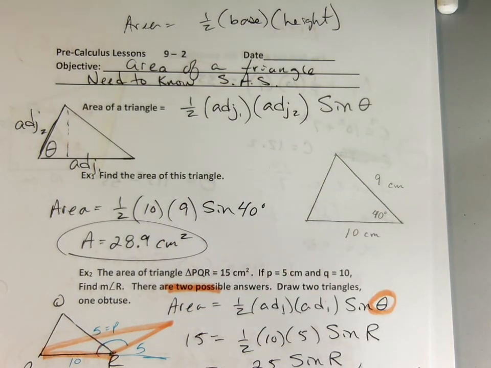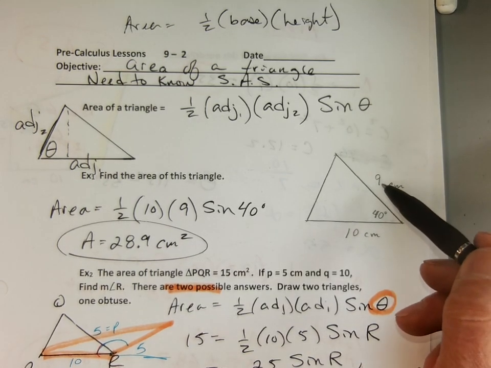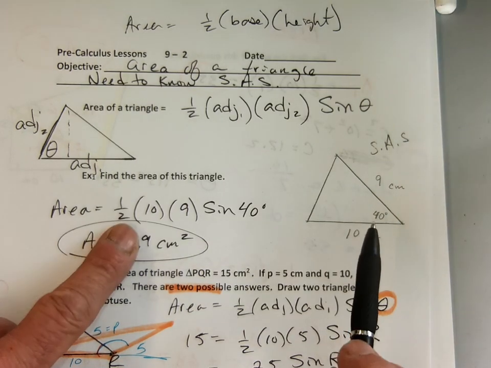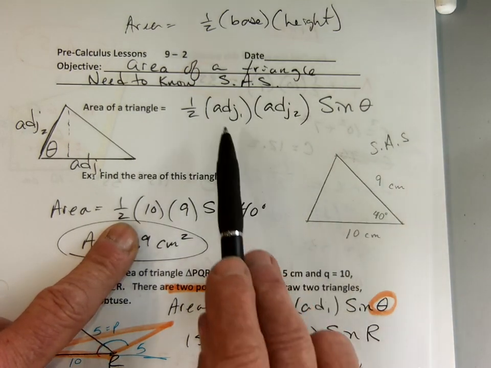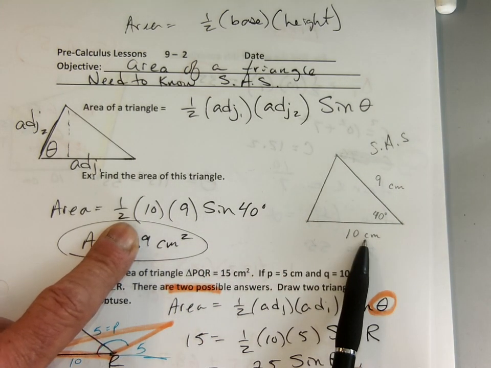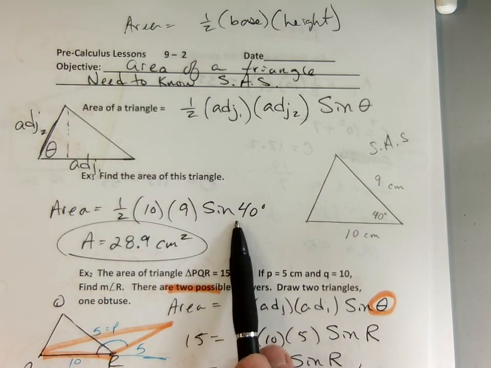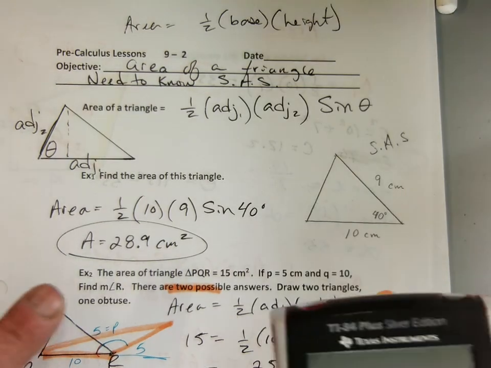It's super easy. So let me show you. If you don't know the height, you don't need it, as long as you know side, angle, side. Okay, so how does it work? Well, 1/2 the adjacent side, 10, times the other adjacent side, 9, times the sine of the angle, 40. Put it in your calculator, and you get, boom, 28.